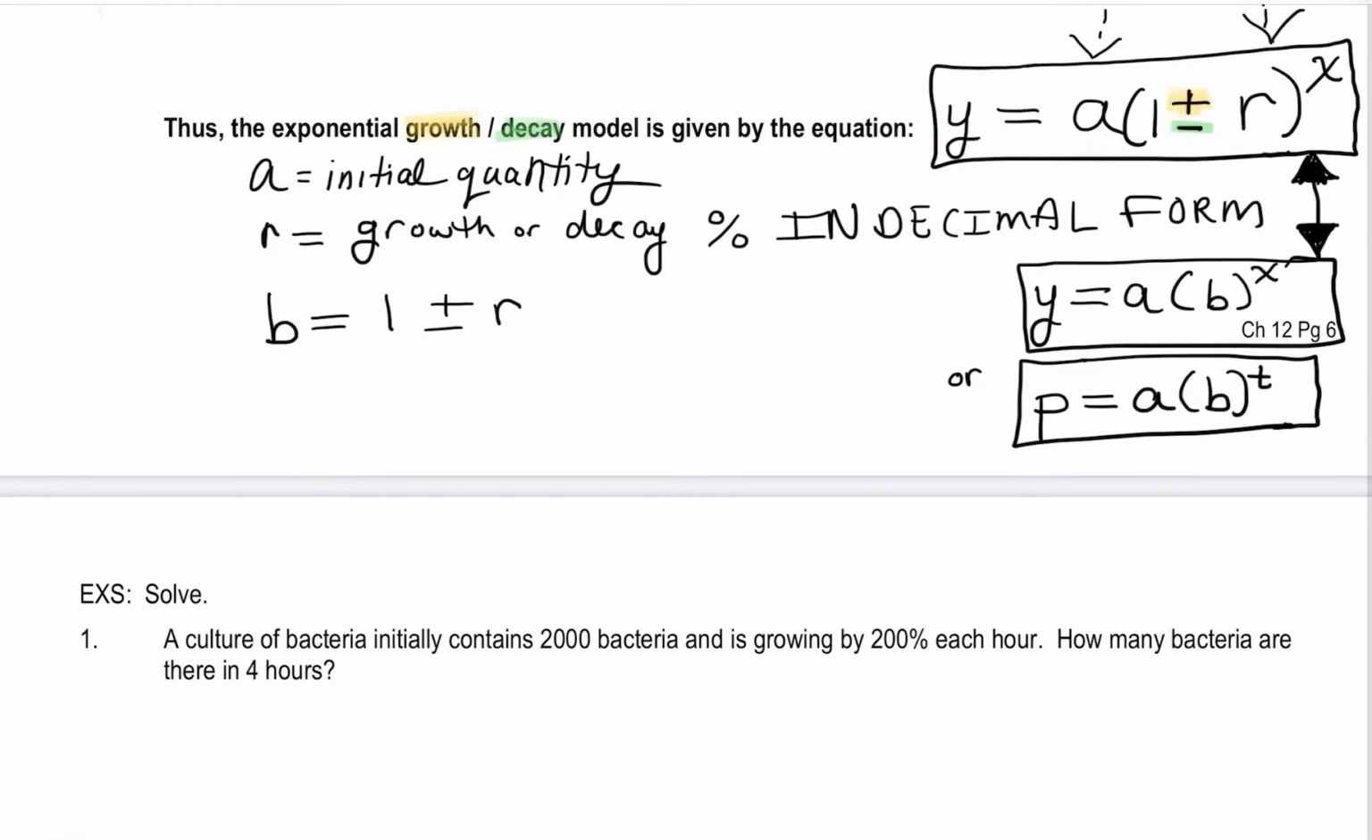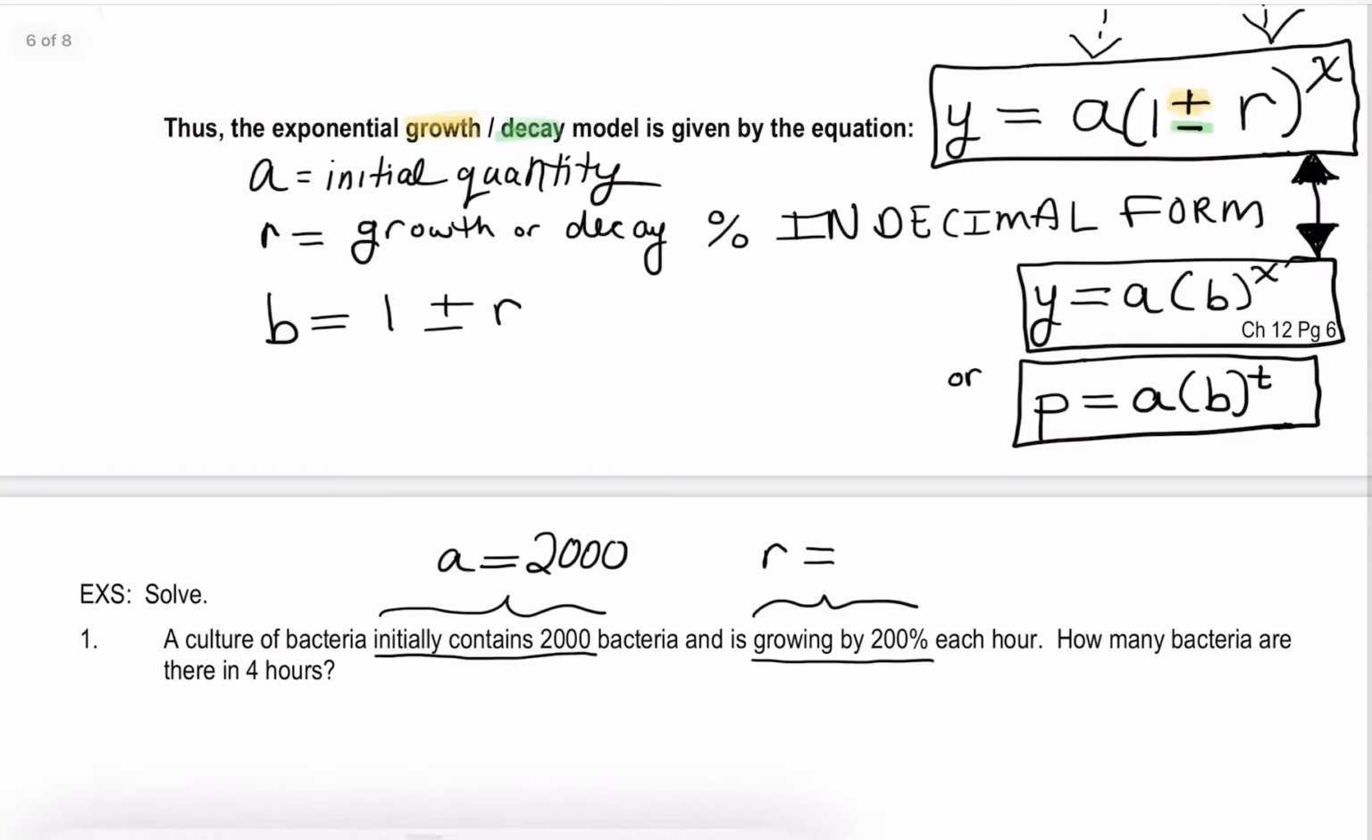Okay, let's look at one example, and then we'll come back and look at the others next time. As we look at this one, it says a culture of bacteria initially contains 2,000 bacteria. So this tells me that my value of A, that constant, that initial quantity, is 2,000. Okay, it's growing by 200% each hour. So this is going to allow me to figure out what my R is.